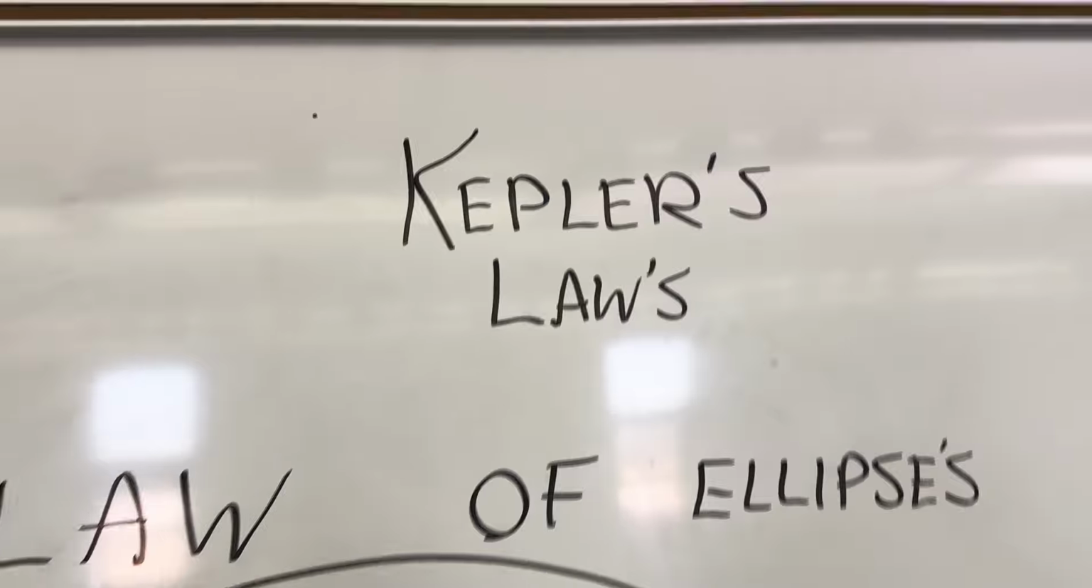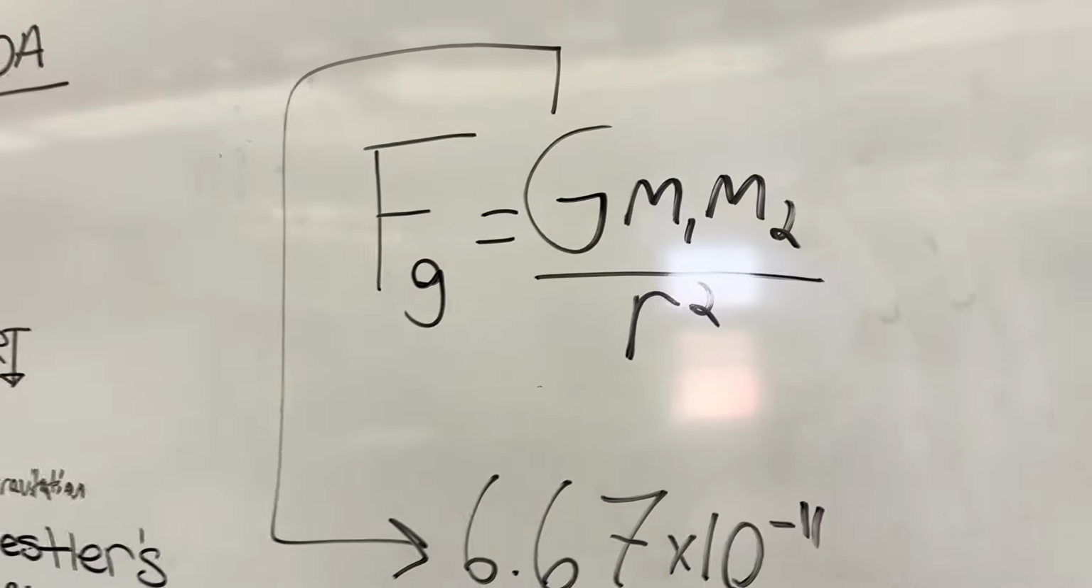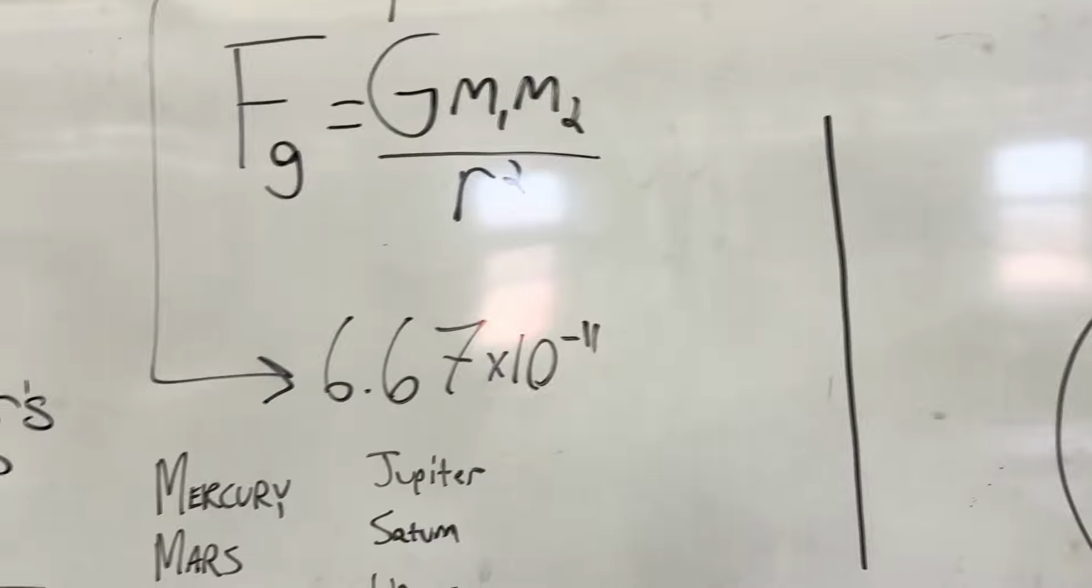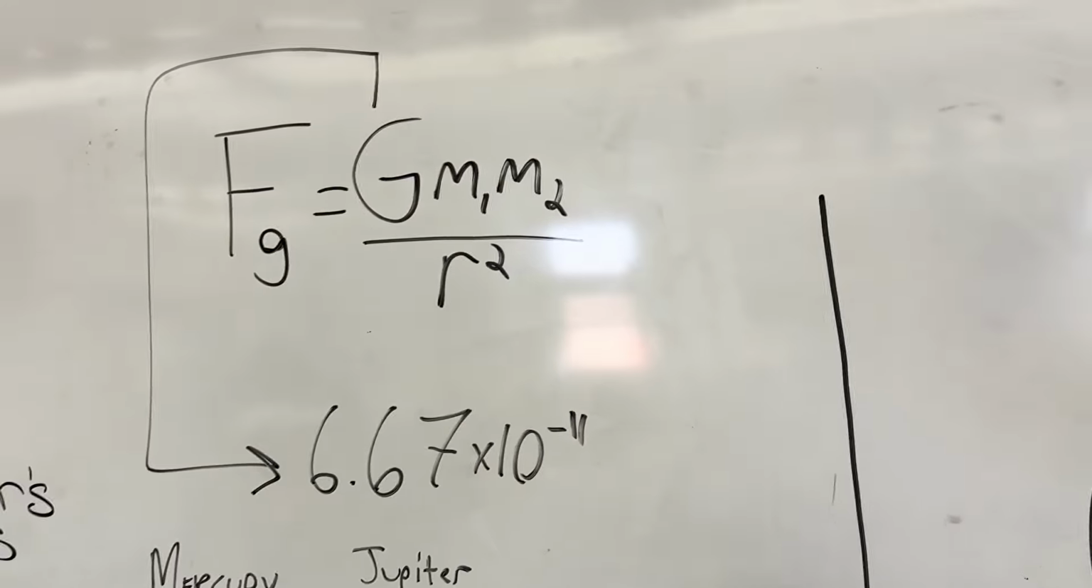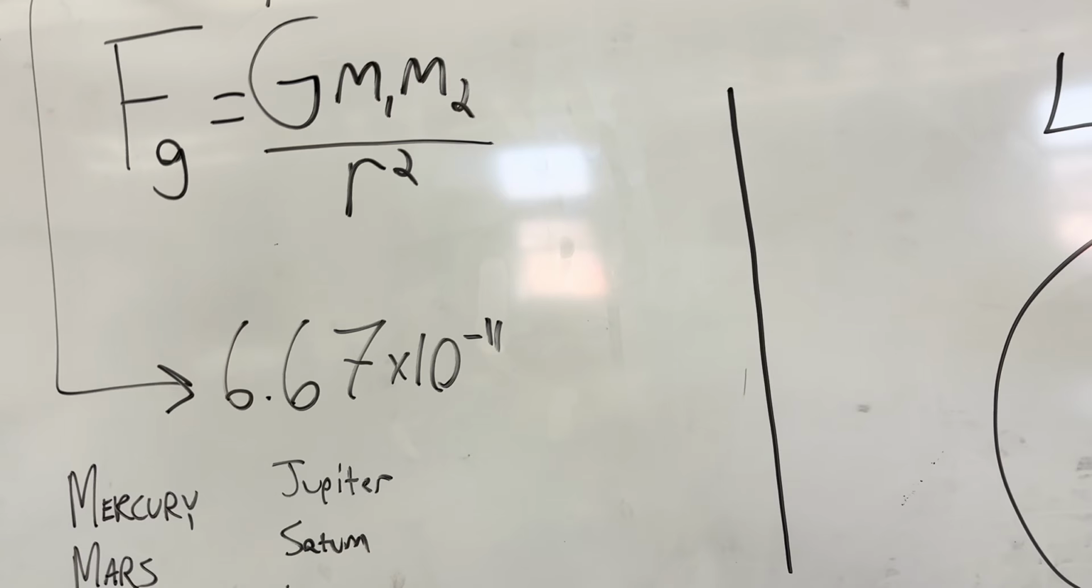All right, I'm gonna show you real quickly Kepler's laws. So this is an extension of what we did the other day with the universal law of gravity. Kepler was a guy that came after Newton and was more interested in the shapes of these orbits, not so much the strength, but the path of the planets was really what he was focused on. And he has three laws.